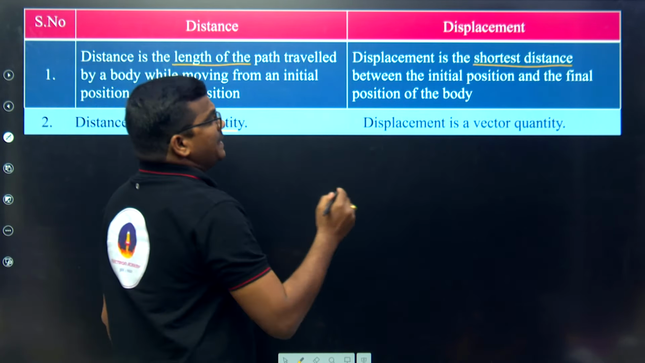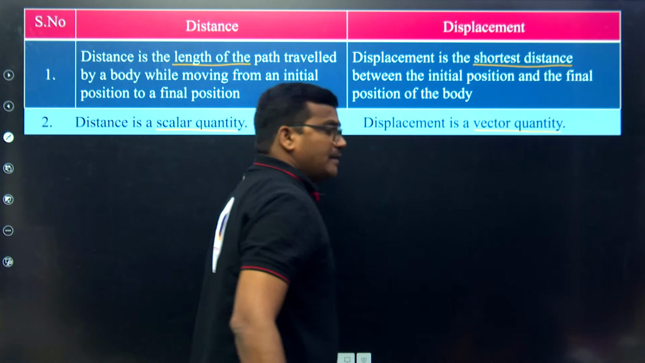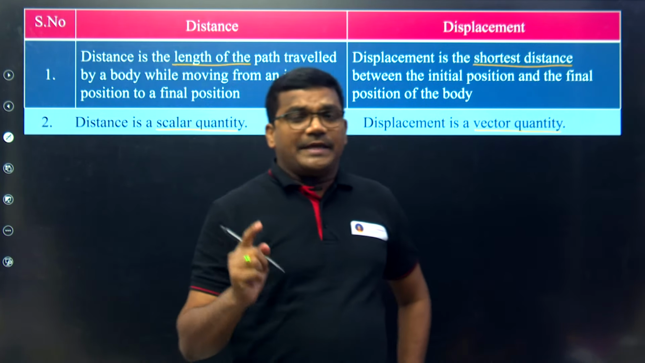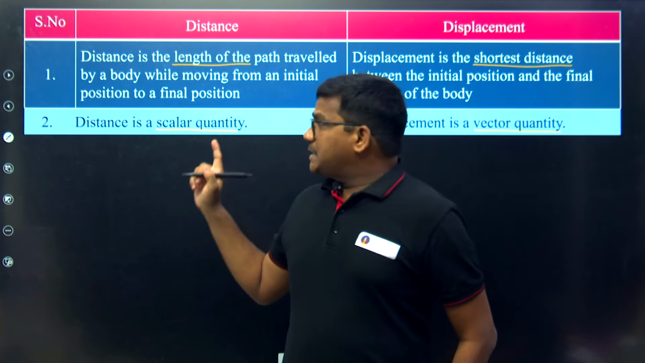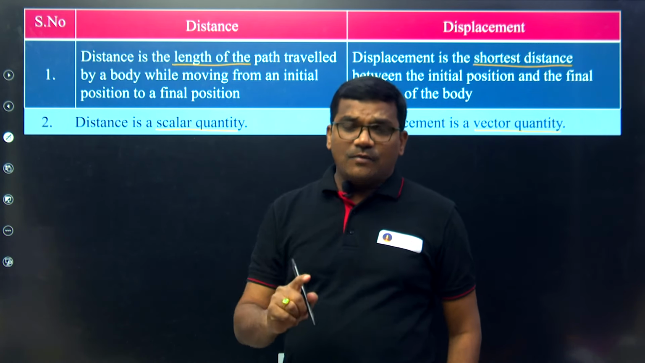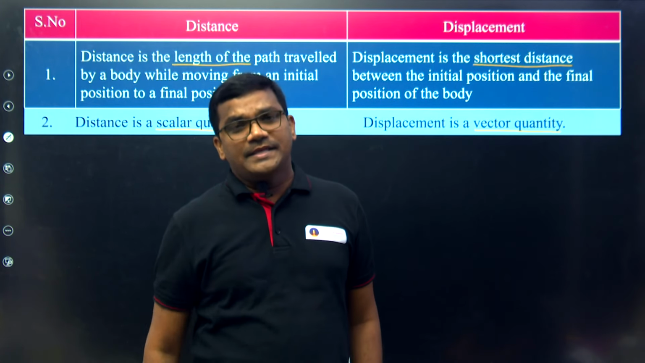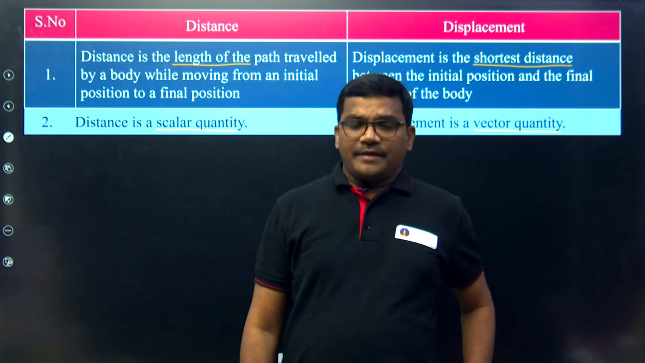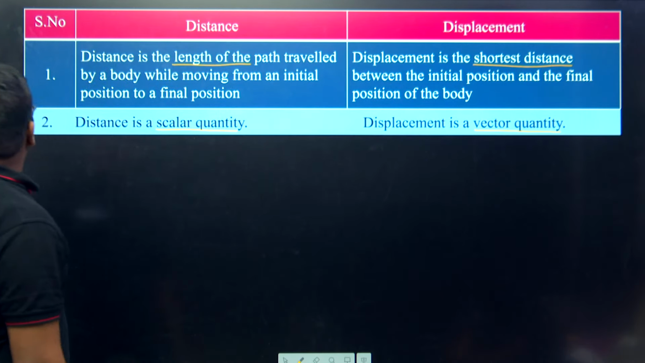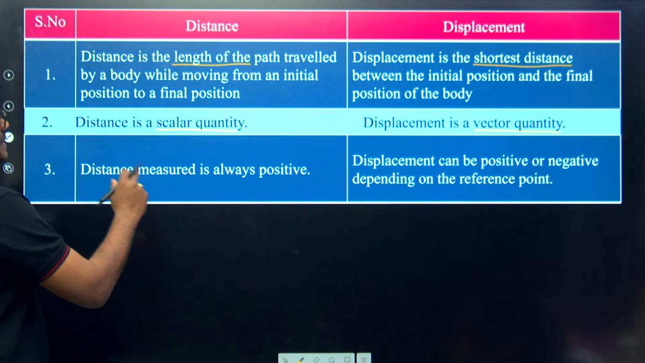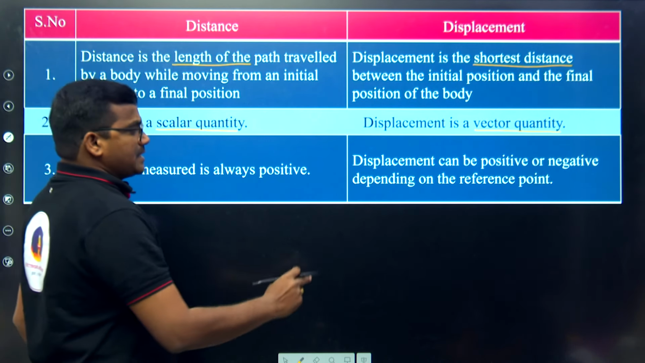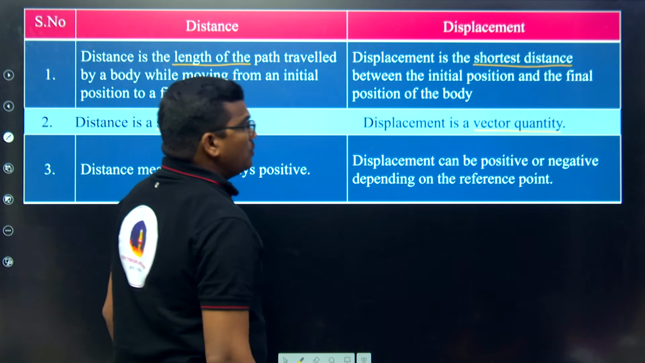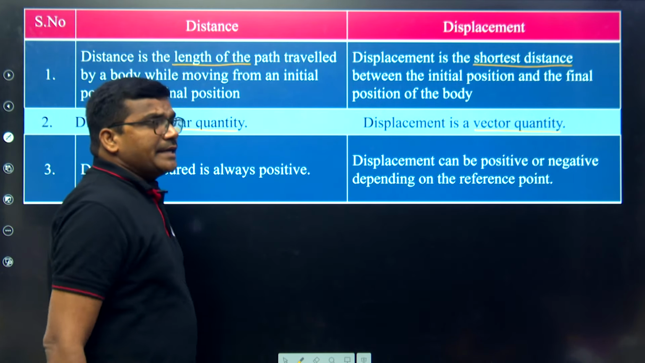But displacement is a vector quantity. That means a vector quantity is a physical quantity which has both magnitude and direction. But scalar means the physical quantity which has only magnitude. Got it? Right. Next, third point, distance measured is always positive because distance is a scalar quantity, but displacement can be positive or negative depending on the reference point.